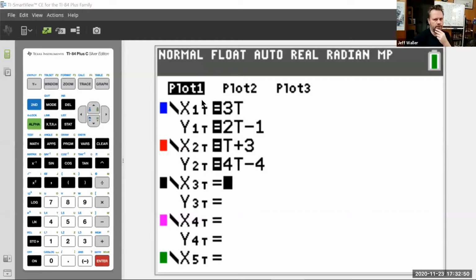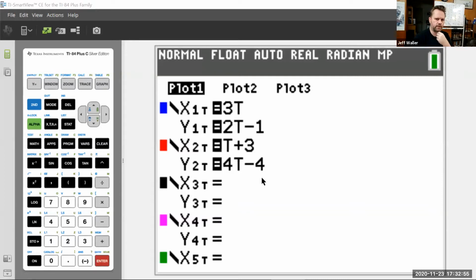Let's see, and then what else is it? T plus 3, T plus 3, and T plus 4. Let's see, 4T minus 4. Okay, so let me share this thing. Share. All right, so here I've got all my polar stuff in there.